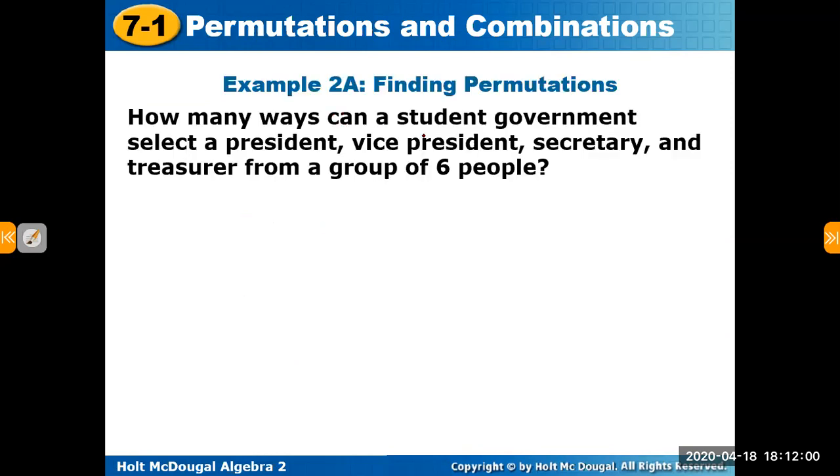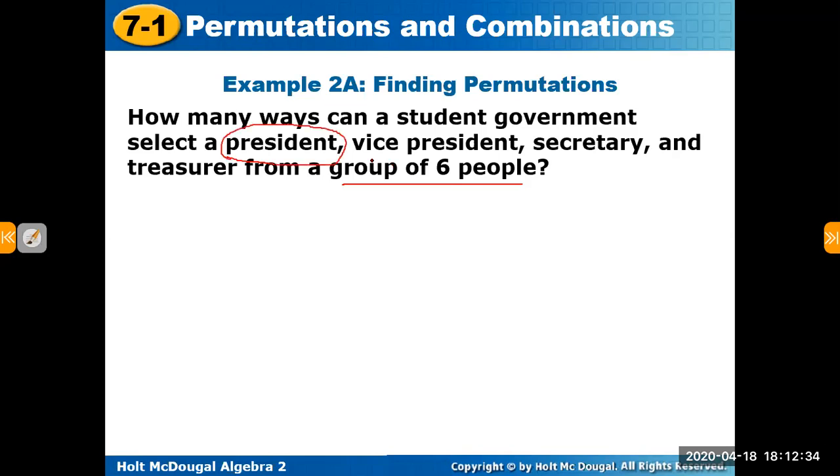How many ways can a student government select a president, vice president, secretary, and a treasurer from a group of 6 people? First of all, we need to know something about permutation, which we said in the beginning is used where order of objects is important. In this question, the order of the people you are choosing is important, because each of them has a particular designation.